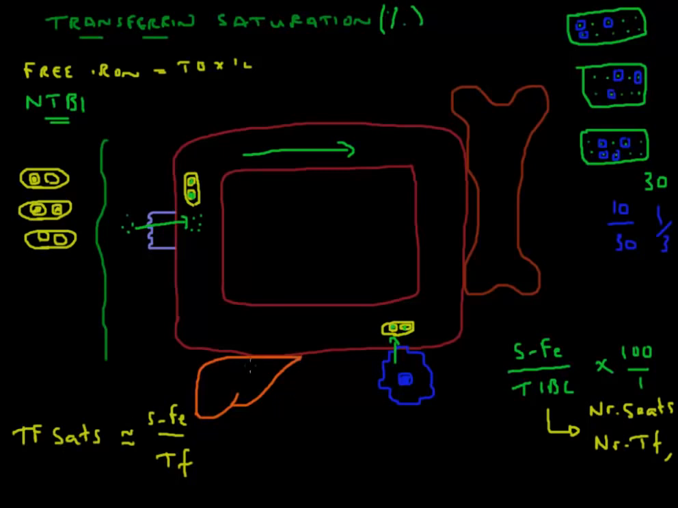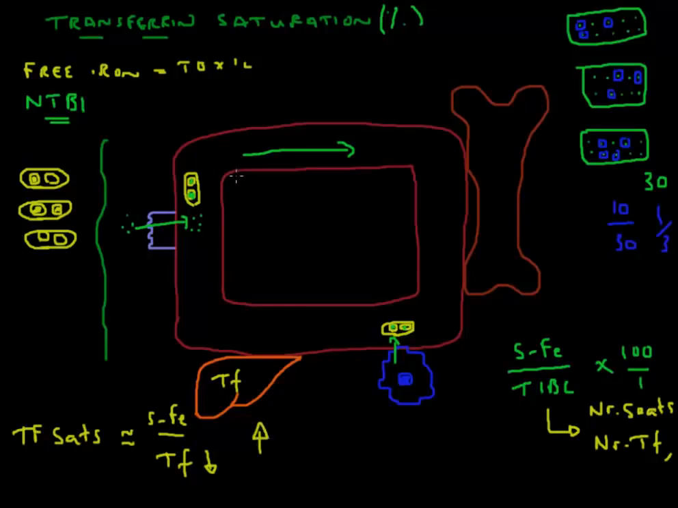So for instance, I can quickly show you. The liver is responsible for producing transferrin. So if you have liver disease, the transferrin will go down. There will be less transferrin produced. And if that is the case, then the transferrin saturation value, iron over transferrin, will go up. So the saturation is now increased. And this is exactly what we see in patients with liver disease.